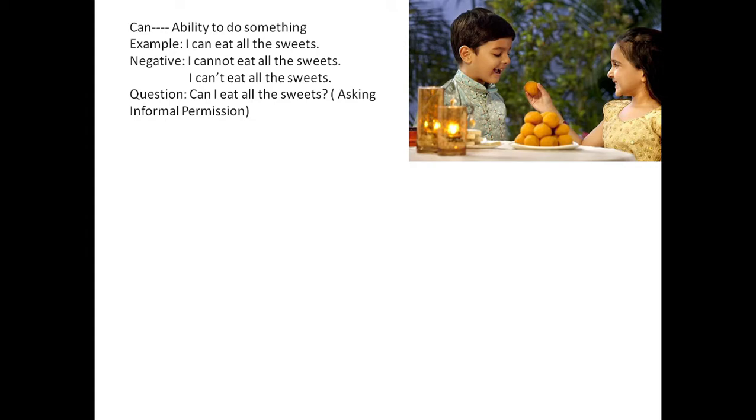Whom do you ask permission in an informal way? You can ask your parents, friends, or your nearest and dearest family members. You can ask permission by using can I? Can I do this? Can I go there? Can I eat this? Can I wear this? Like that.